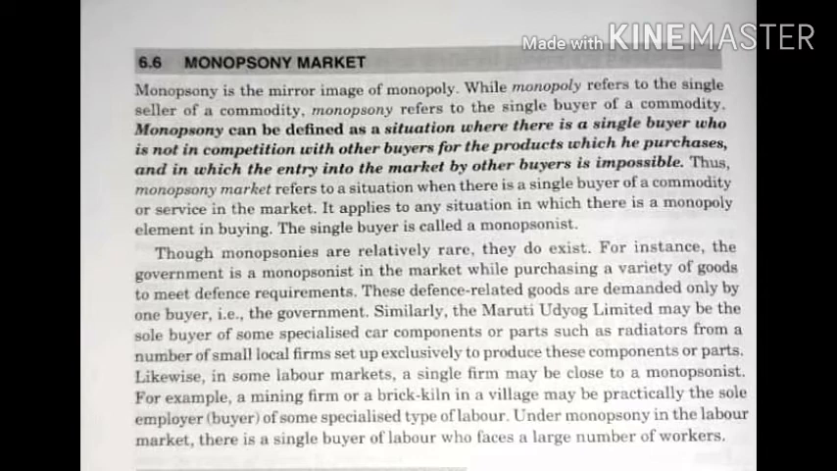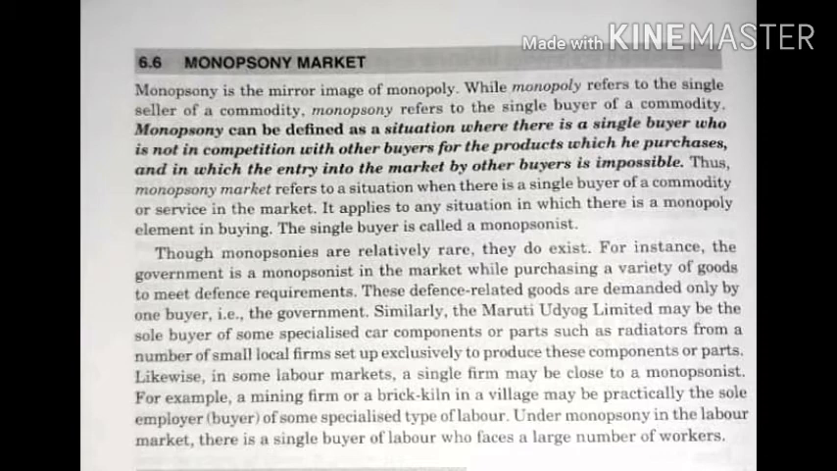Thus, monopsony market refers to a situation when there is a single buyer of a commodity or services in the market. It applies to any situation in which there is a monopoly element in buying. The single buyer is called a monopsonist. For example, the defense related goods are demanded only by one buyer, that is the government. So here the government is a monopsonist.